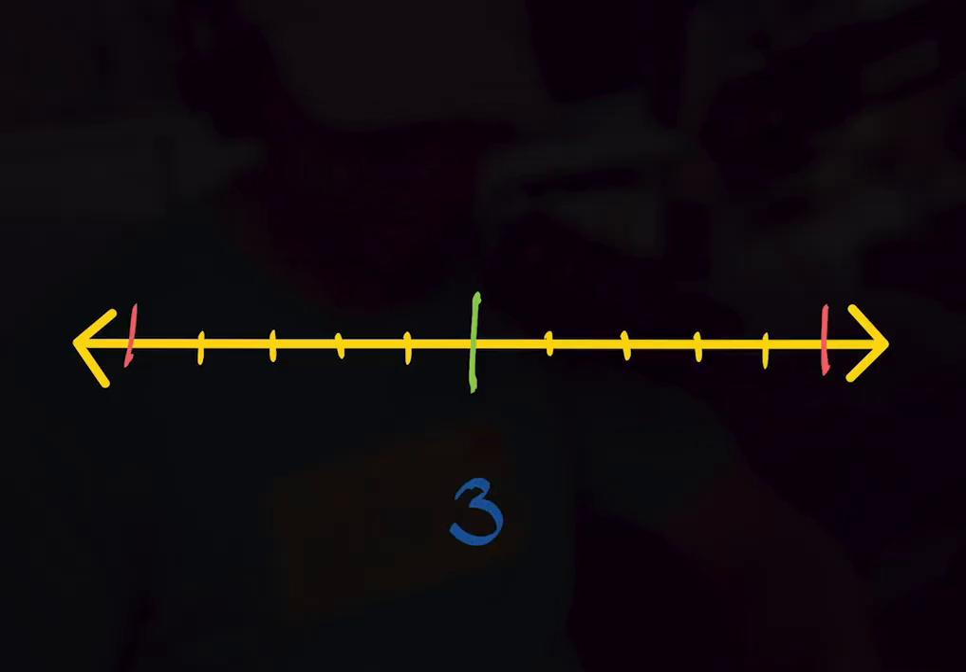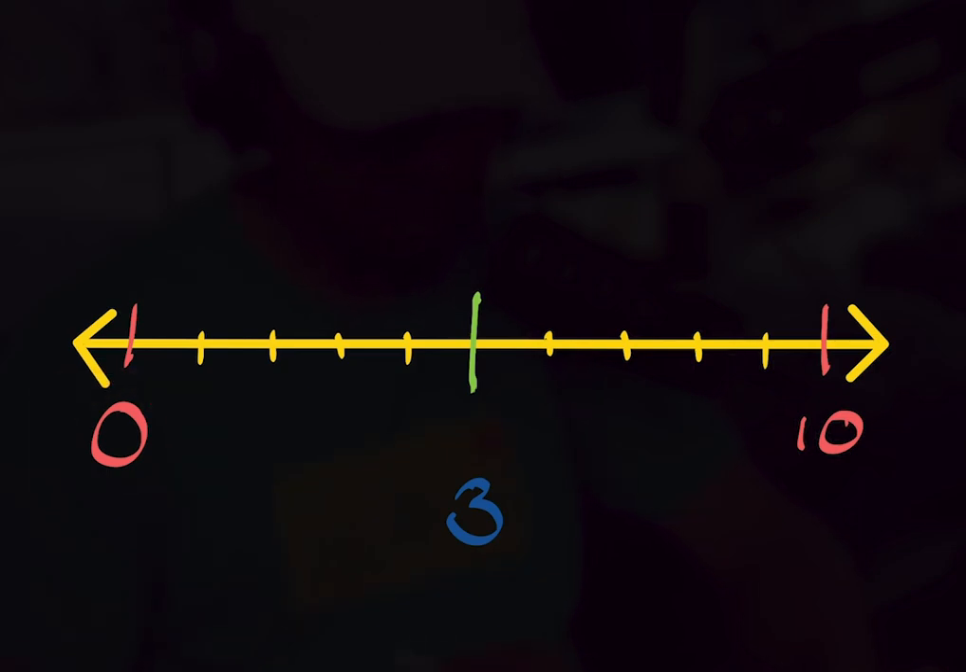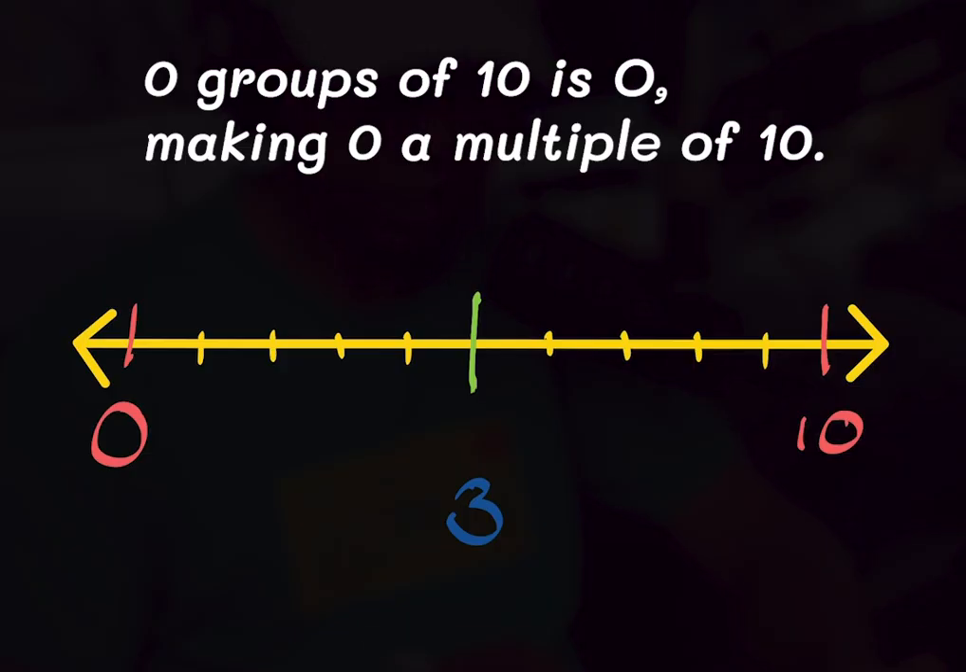The pro shop has 3 people in it. Since there is 0 in the tens place, I know that my number line is going to start with a 0, and then the next multiple of 10 up is going to be 10. Now, I have to be honest, this is a little confusing because some people might say 0 is not a multiple of 10, but then 0 groups of 10 is 0, so it is.